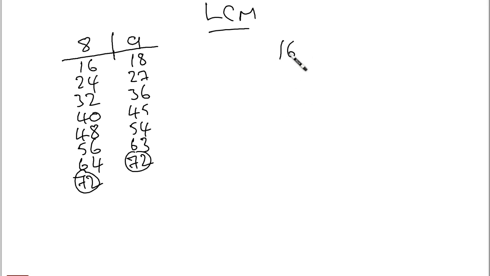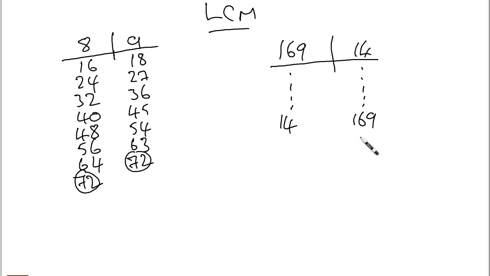For example, if I just take 169 and 14, to get to the lowest common multiple I'll have to write out 14 multiples of 169. To get to that same common multiple I'll have to write out 169 multiples of 14, which is going to take some time before I get to the answer, which is 2366. So even though this system works, it becomes pretty unwieldy with big numbers.